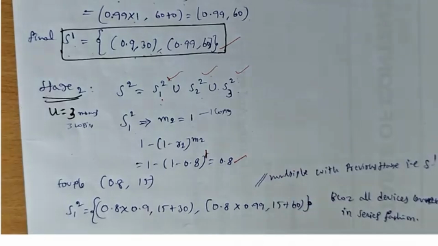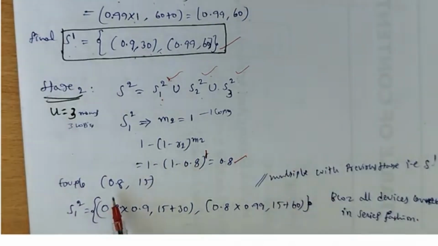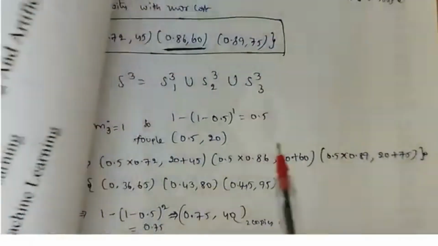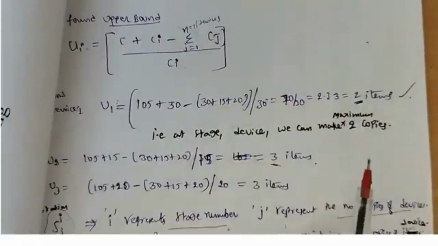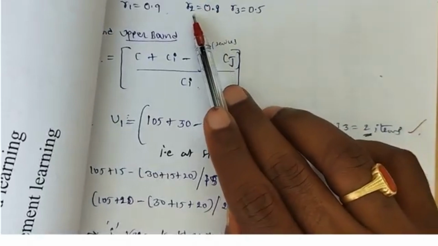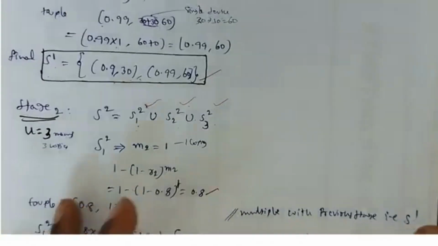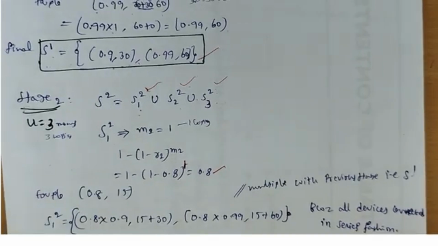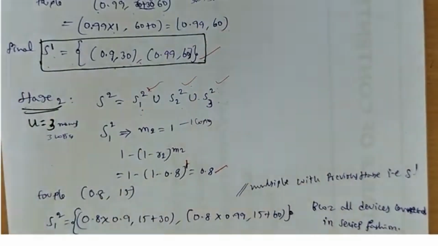OK, what is the tuple value here? The tuple value is r comma c. The r value is 0.8. What is the c value for the second device? The second device c value is 15. So it is 0.8 comma 15. Again, what I have to find out is the final value.